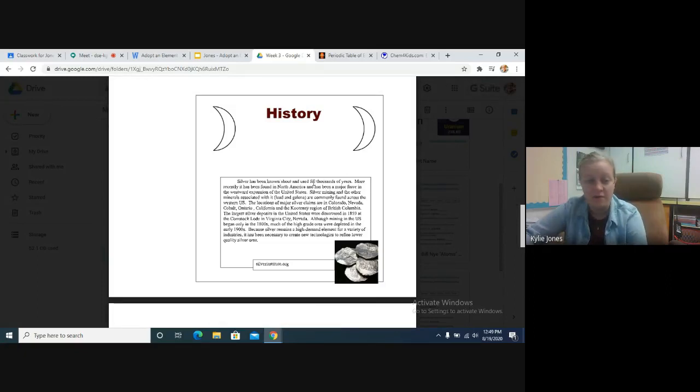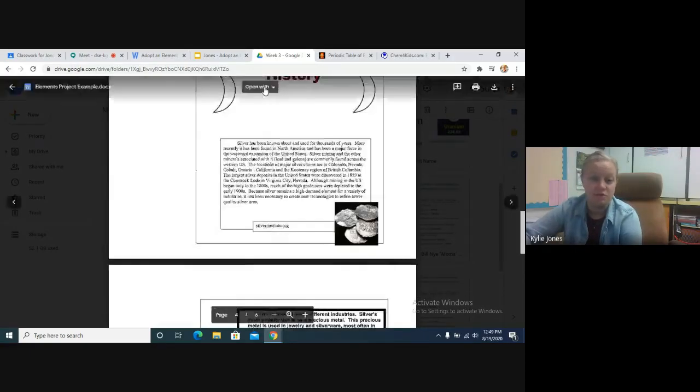Tell us about your element and write 5 to 7 sentences in your own words. Keep in mind that you can't just copy and paste from other websites. That's technically plagiarism. It would be stealing other people's work. So you need to make sure you put it into your own words when you write these paragraphs. Okay, so this is just the history of your element with some pictures too.